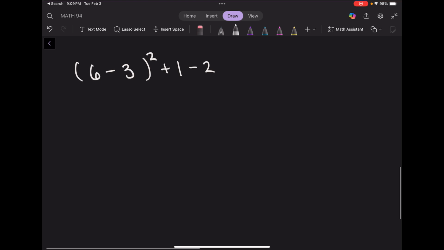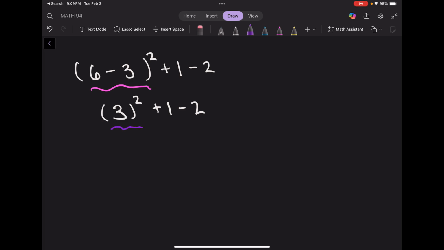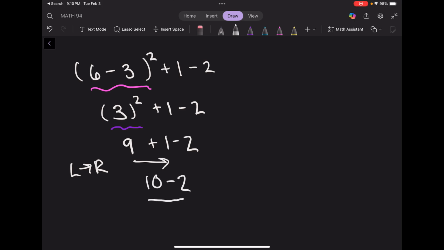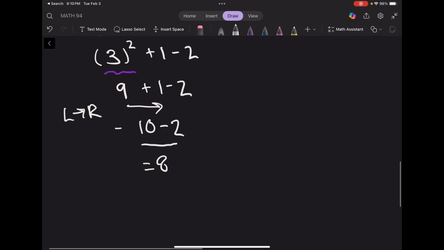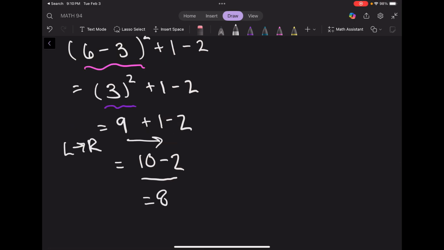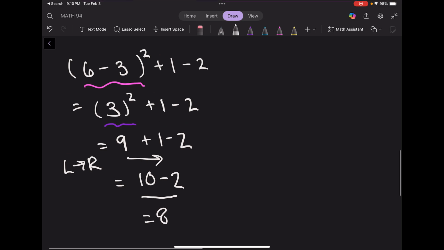Here, we're doing groupings, so let's evaluate this group first. 6 minus 3 is 3. And then I have an exponent here, so I want to evaluate that next, because that has priority. So 3 squared is 9, plus 1 minus 2. And then we read from left to right. So 9 plus 1 is 10 minus 2, and I get 8. Should be good from here, and I'll leave some example problems.